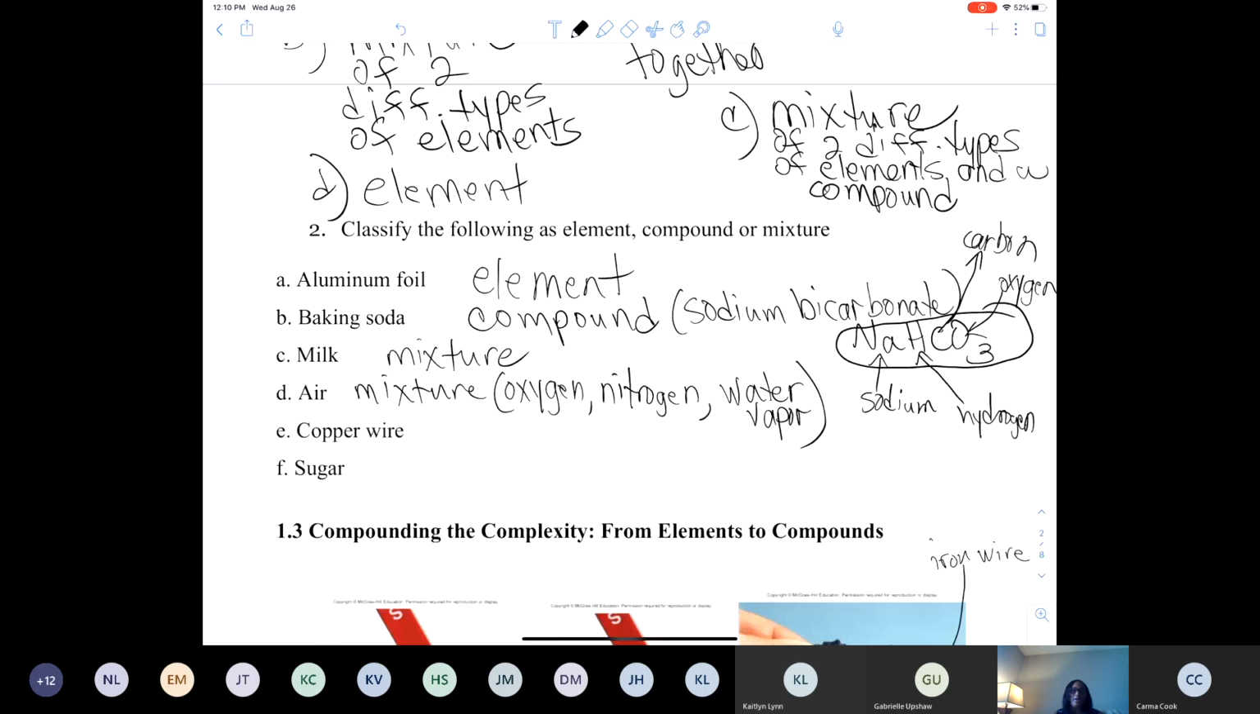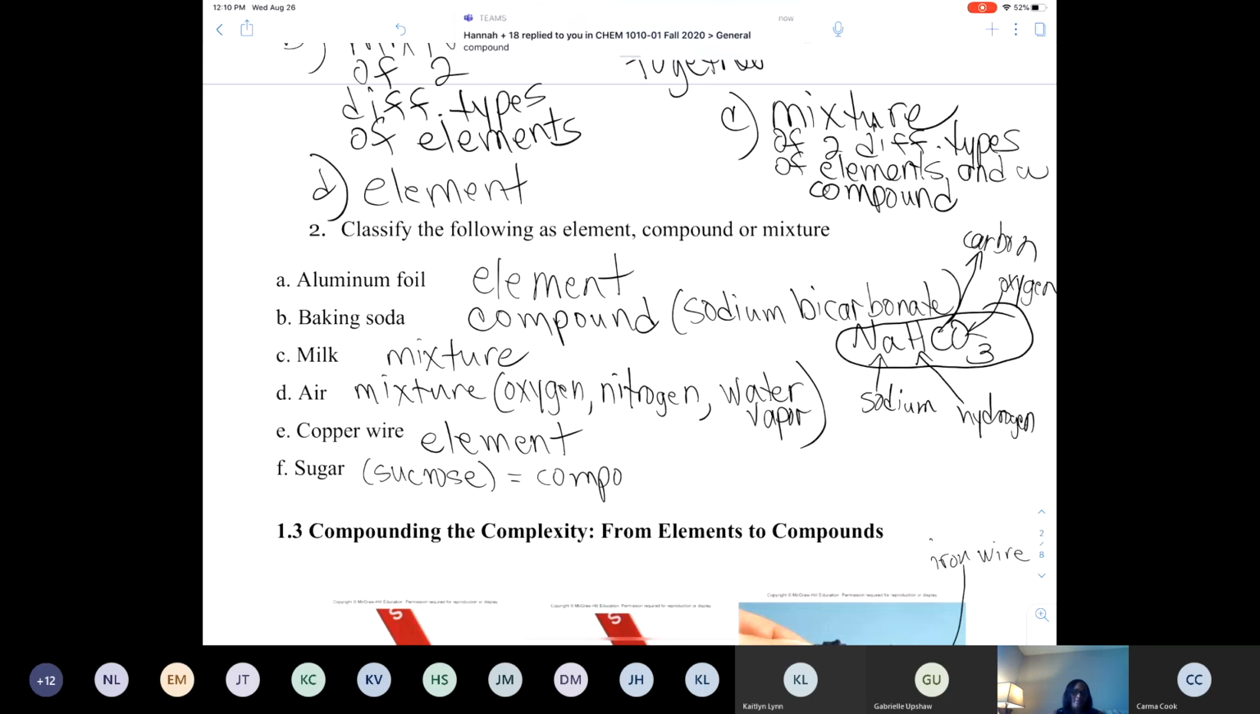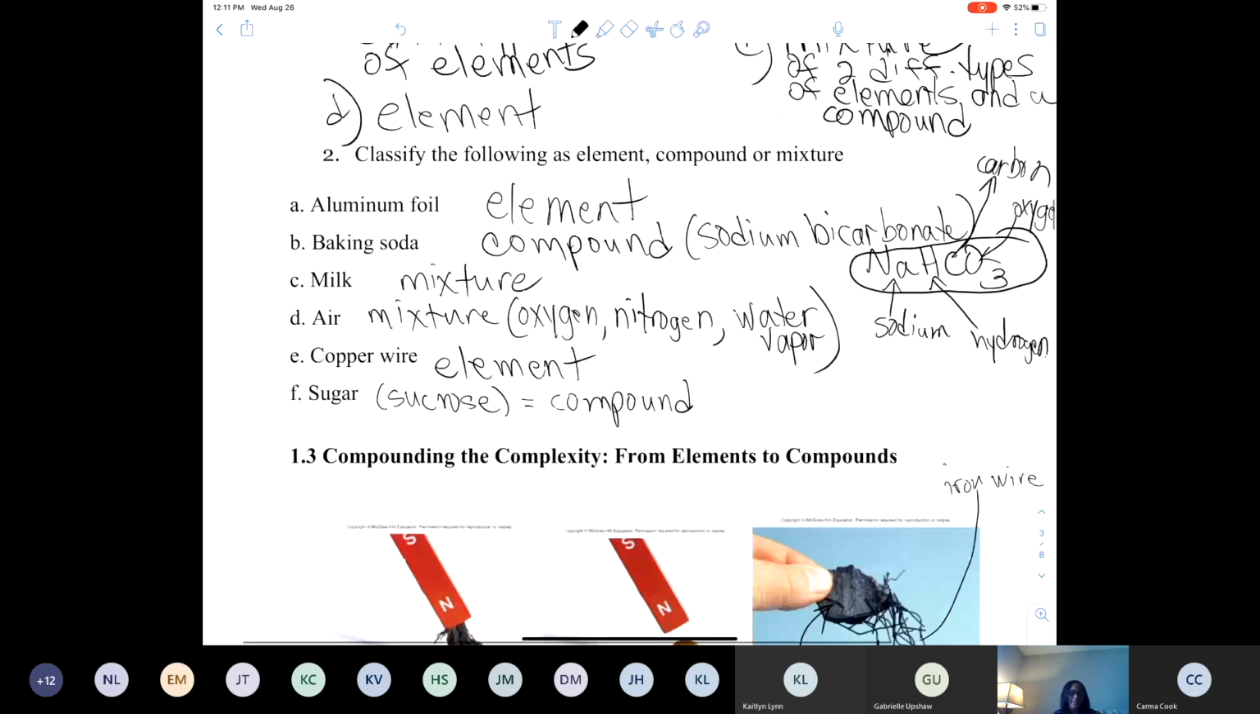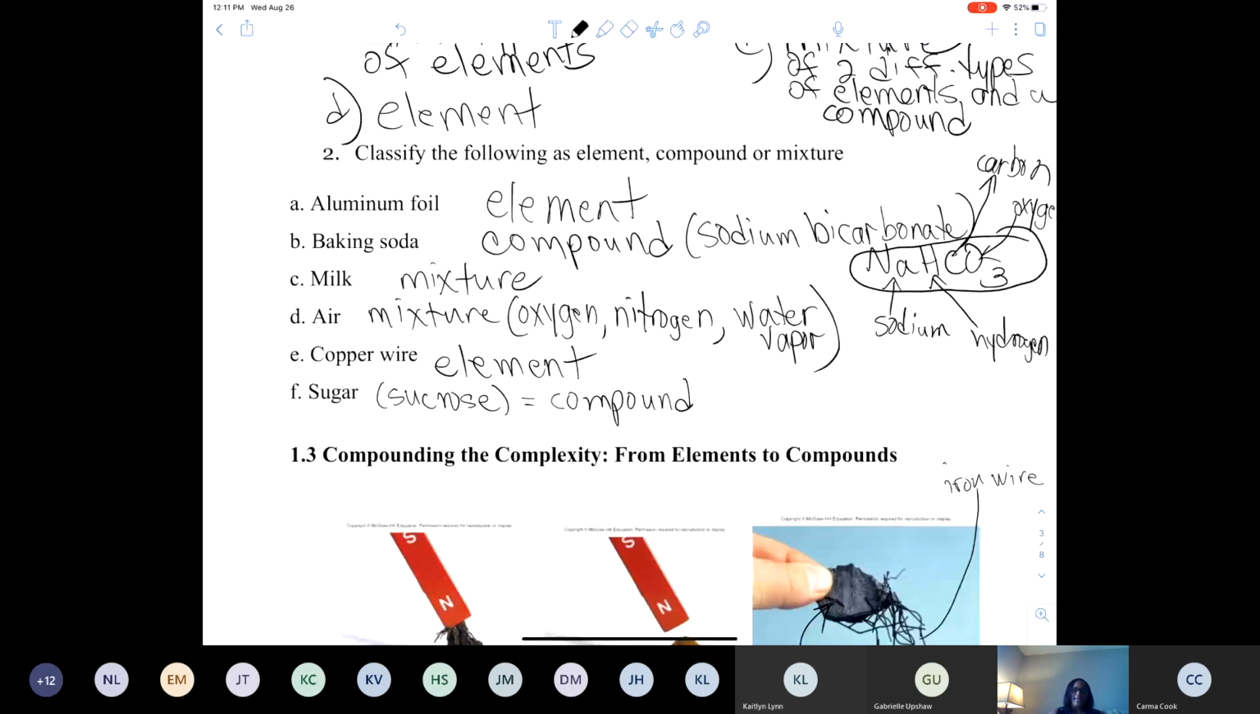What about copper wire? Very good. And finally, sugar. It's a compound. Very good. The formal name for table sugar that we have in our kitchen is sucrose, and it is a compound.